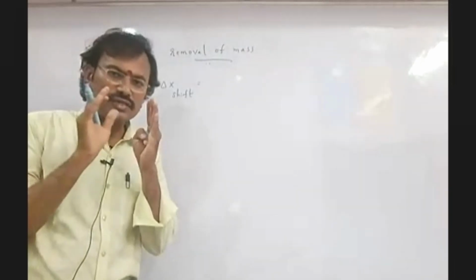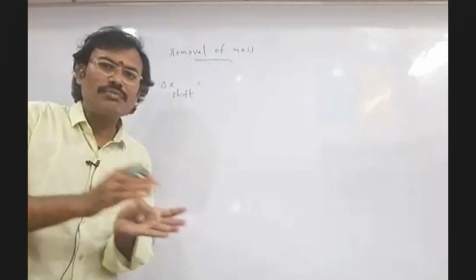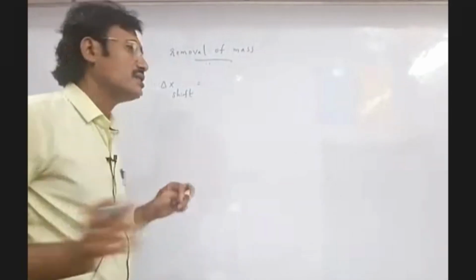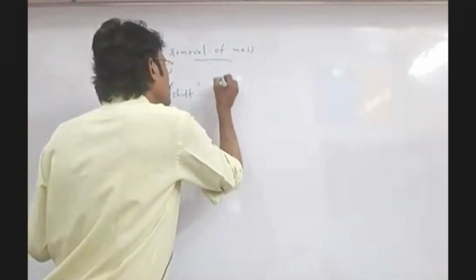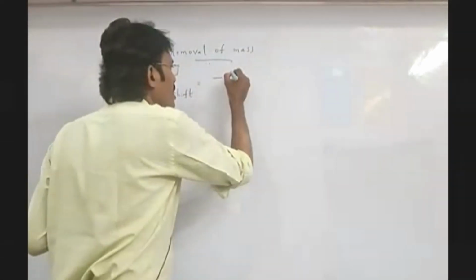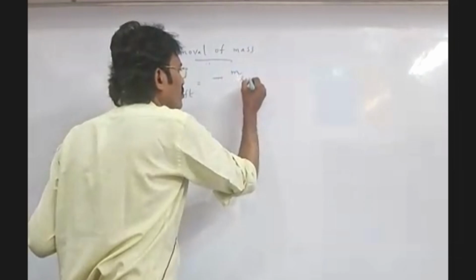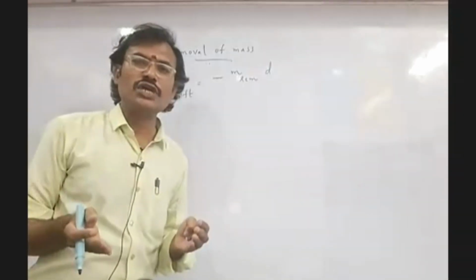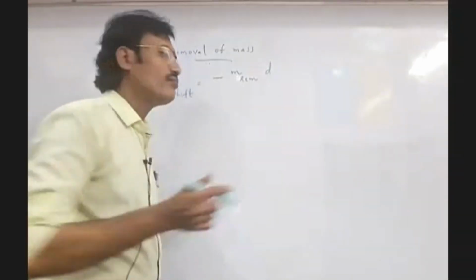Removal of mass. Removal of mass is considered here as some mass being removed from the existing mass. In that case, how does the shift take place? The shift is in the backward direction, so here we represent it with a minus, and then the mass of the removed part, d, the distance between the two centers of mass. Where the two centers of mass are, we will see now.